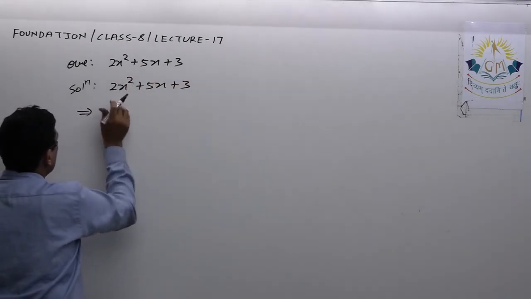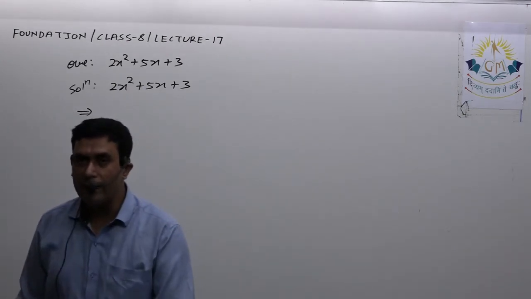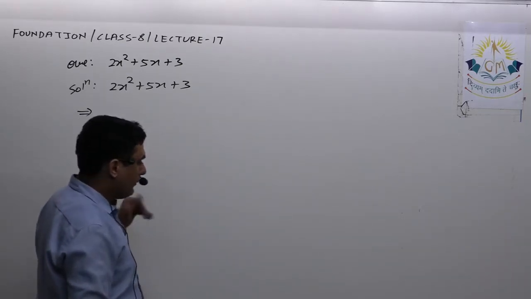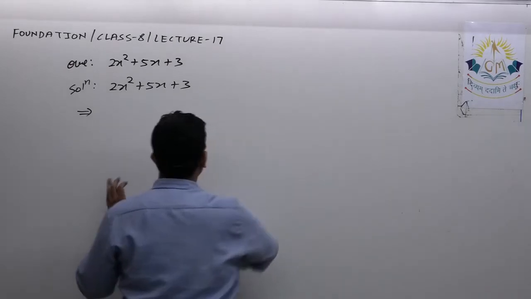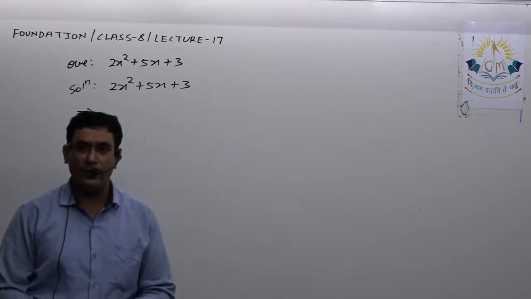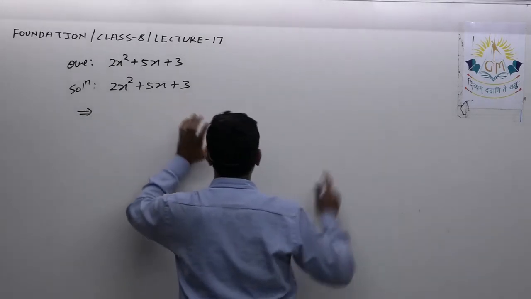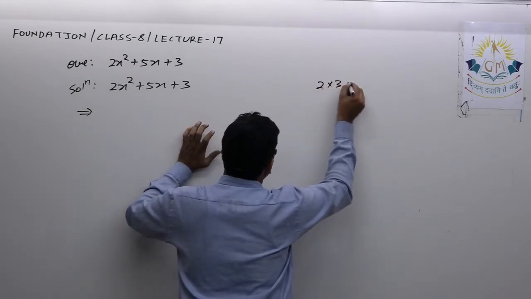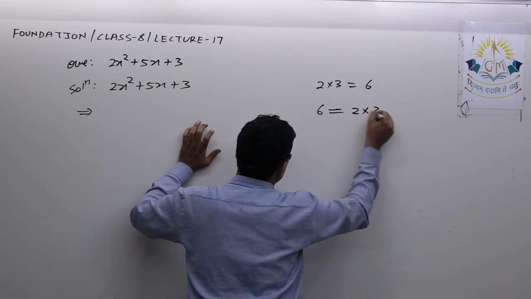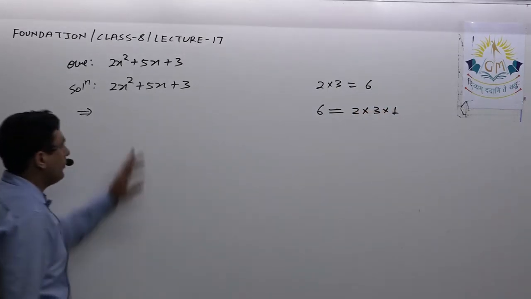Now I have to split the middle term by finding the factors of a multiplied by c. There we also used to do that, but there a was 1, so it looked like we were finding the factors of only c, but actually we were finding the factors of a multiplied by c, that is 2 multiplied by 3, which is 6. If you find the factors of 6, they are 2 into 3 into 1. Now using these factors you have to split the middle term.